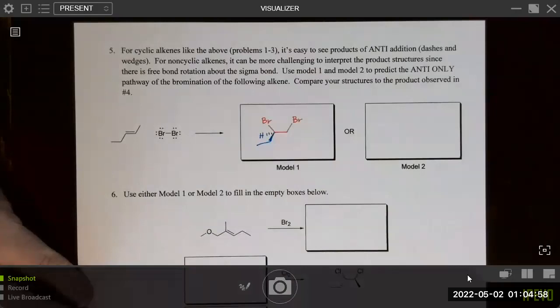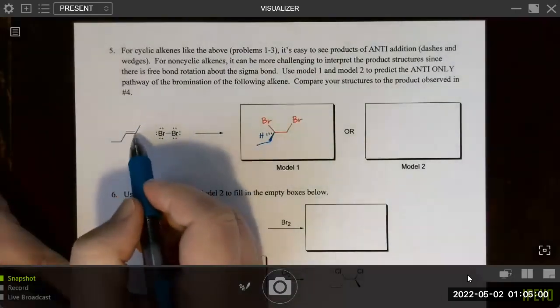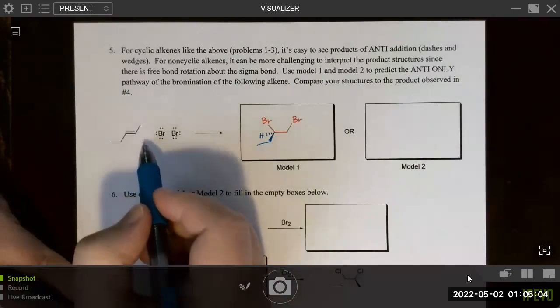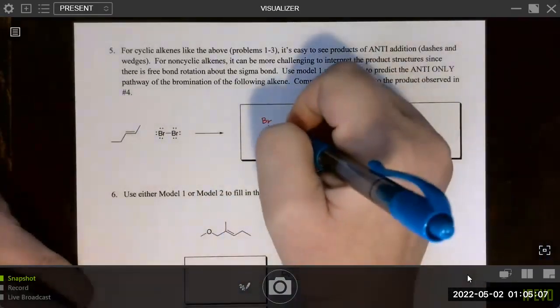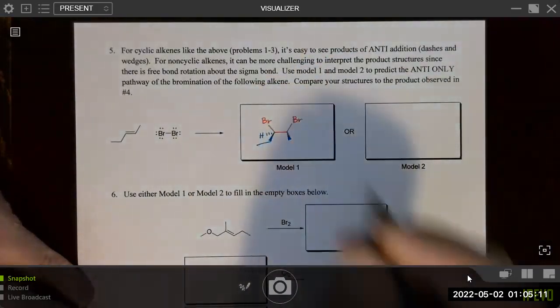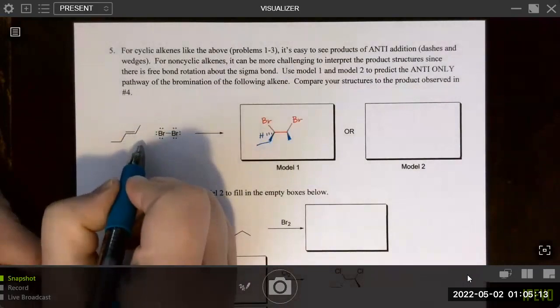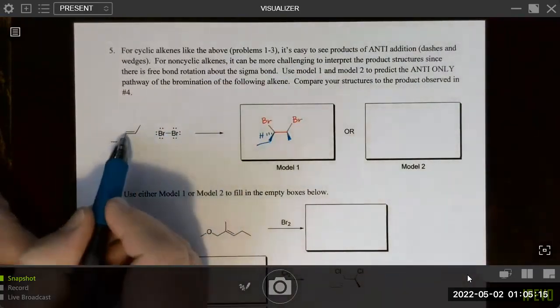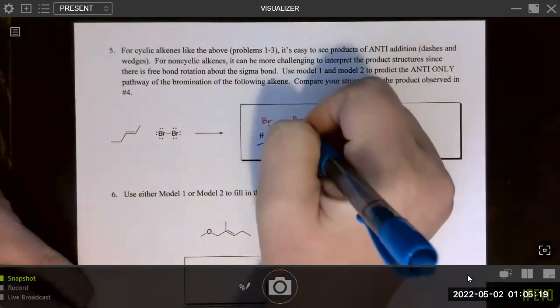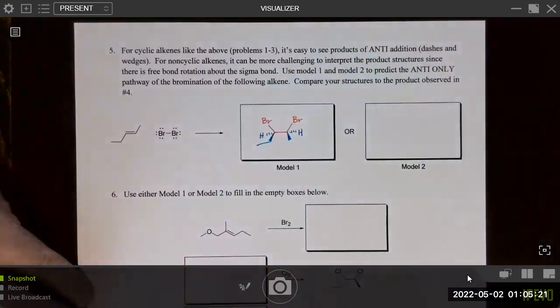Remember that with anti-addition, we want to switch this. Right now, it would look like it would be going back along with the hydrogen. Remember that it's going to switch to coming out at you. We want to switch that to a wedge, the methyl. And then the hydrogen, which is coming out, will be switched to the same side as the hydrogen that was going back. So this is model 1, how to draw the anti-product.